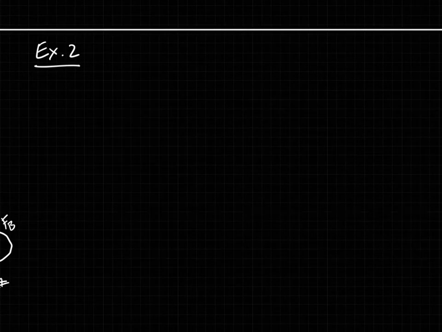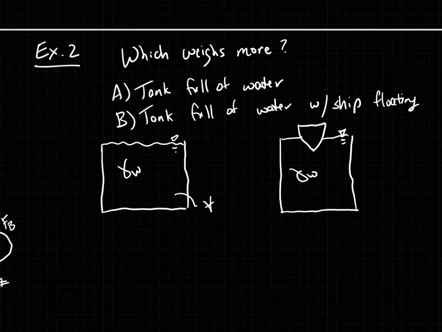This one's pretty hard, so I'm going to pause it and write it out. We've got two comparable situations. We've got a tank of volume V that is full of water, gamma W, and then in the next section, I've put a ship in there. By putting the ship into the water, some of the water flowed over the top, but the tank is completely full.